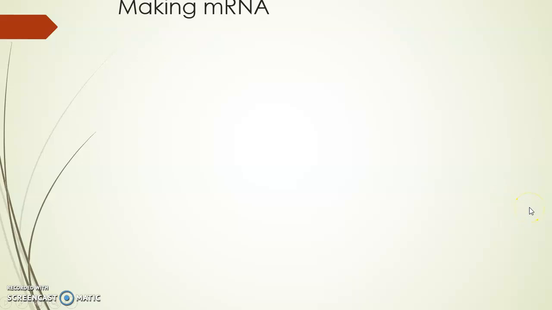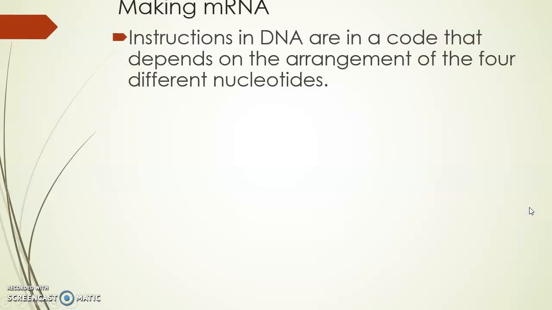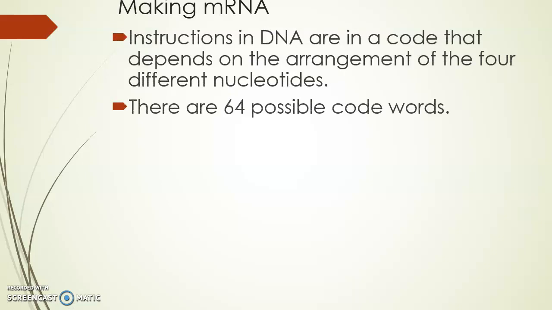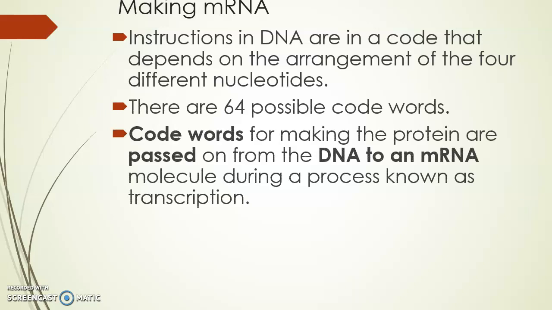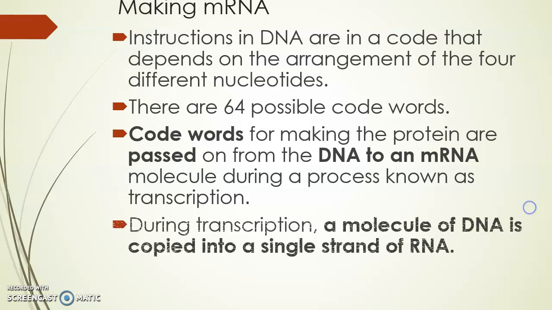All right, so how do we make mRNA? How does transcription occur? Well, we are going to take the instructions in the DNA. That's going to code for 4 different nucleotides. There could be 64 words that are possible, and those code words help make up proteins. So DNA to mRNA is transcription. During transcription, a molecule of DNA is copied, let's even use the word transcribed, into a single strand of RNA.